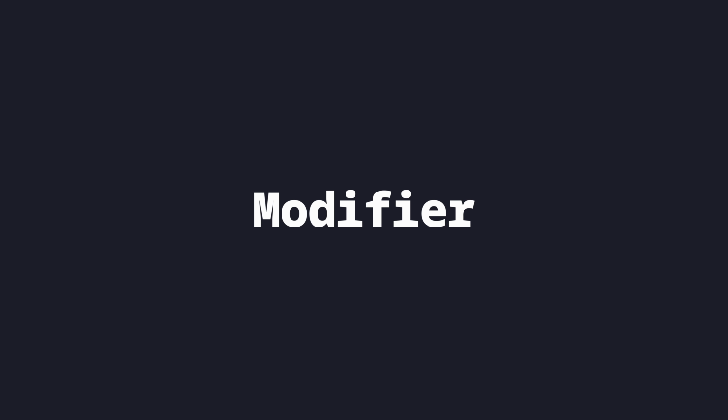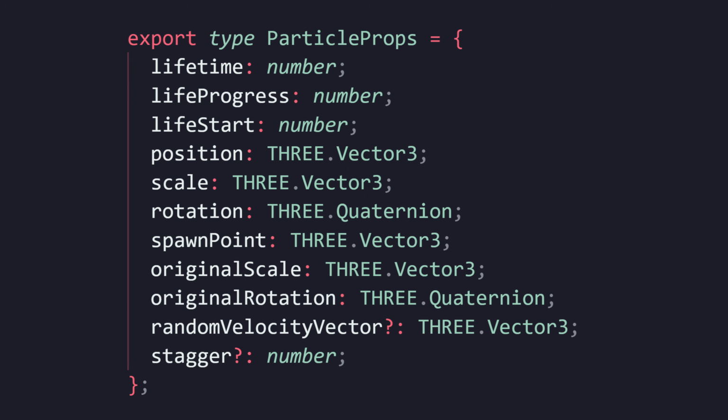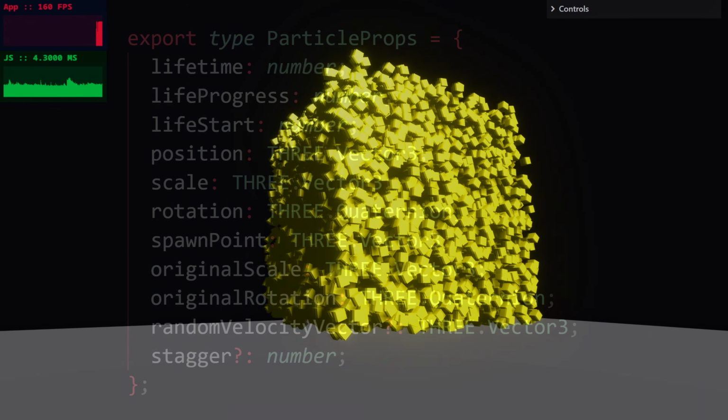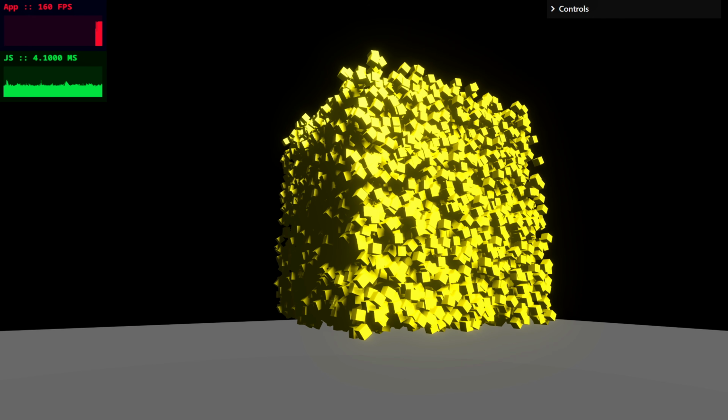Let's figure it out. A particle system is all about having this concept of a modifier. A modifier is a function that changes the transform, color, or any other properties of a single particle. Here's a list of all the properties that we care about for each individual particle. I'm going to initialize all the particles positioned like a cube in the middle of my 3D scene.